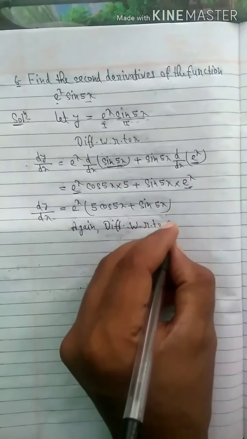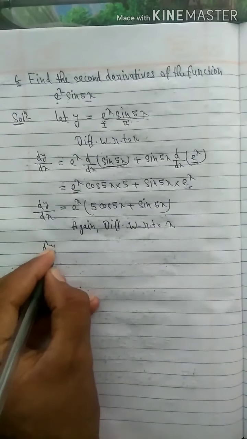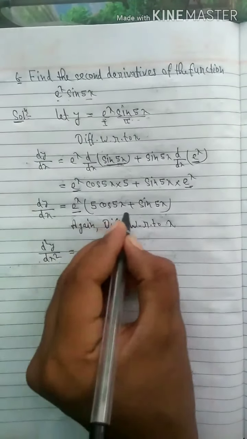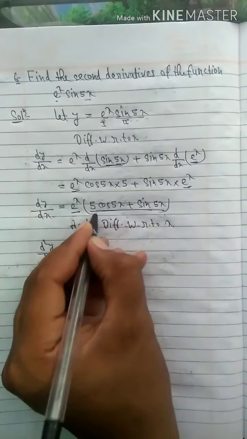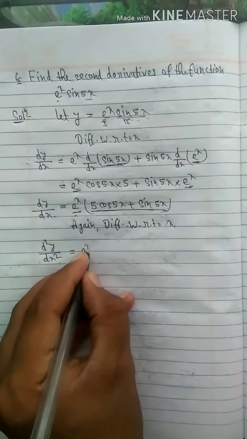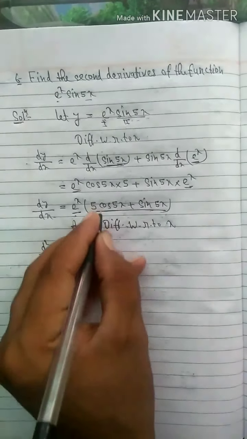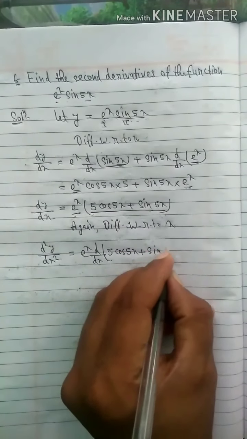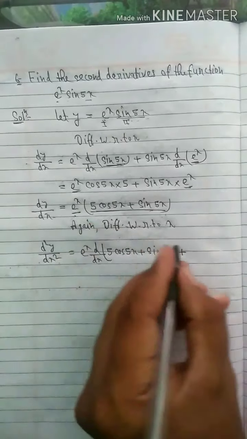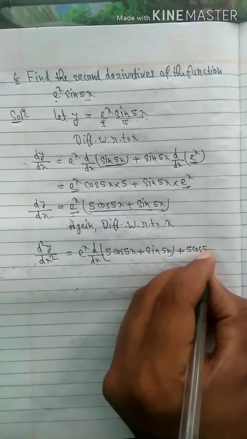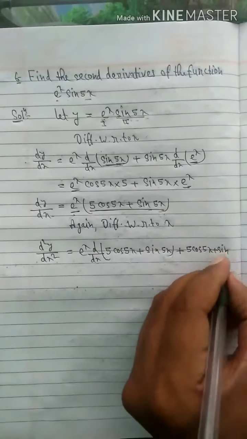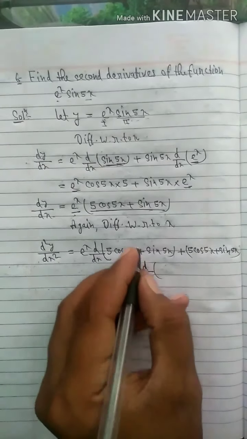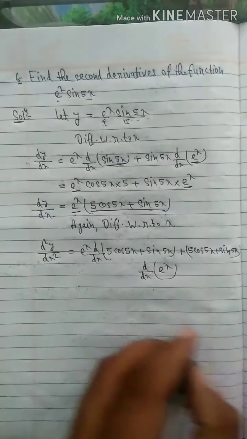And now again differentiating with respect to x. So d2y by dx2 equal to, and see here this is the first function and this is the second function. So the first function e to the power x into dy by dx of the second function 5 cos 5x plus sin 5x, plus the second function 5 cos 5x plus sin 5x into dy by dx of e to the power x.